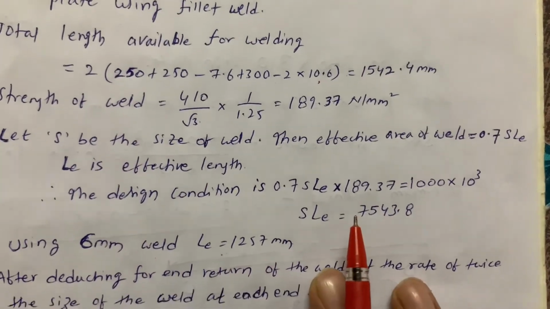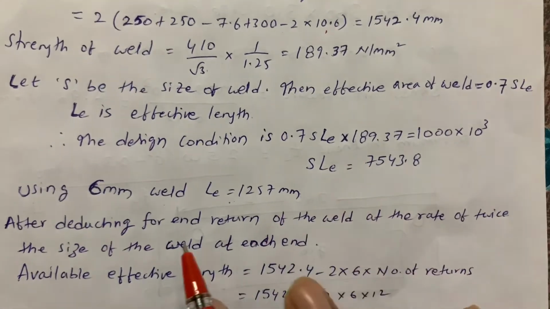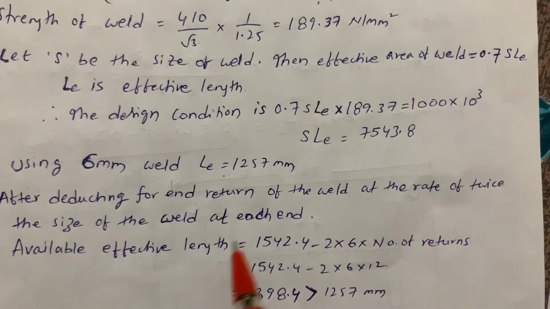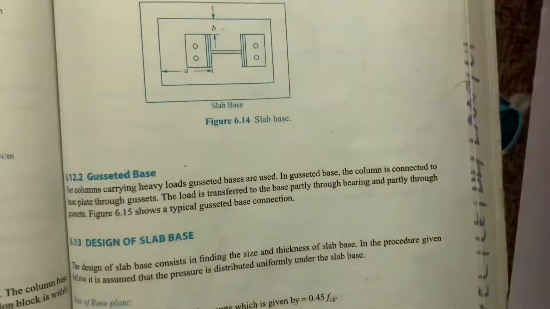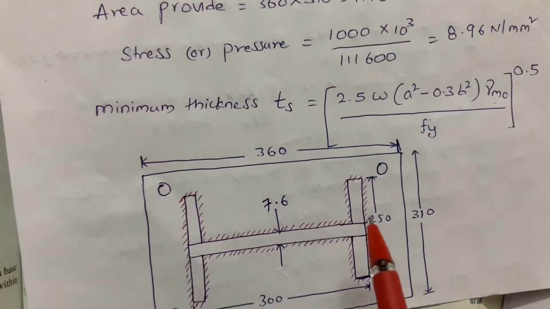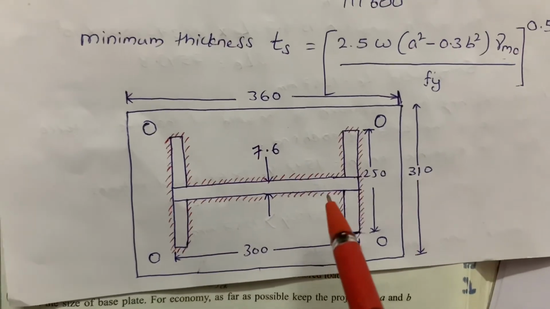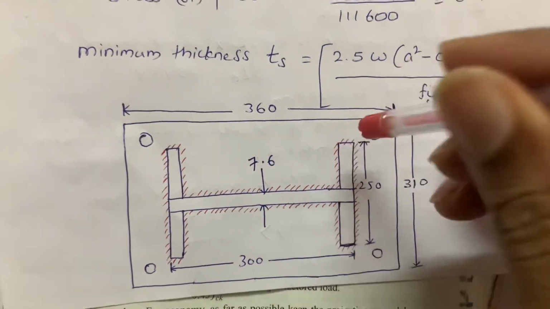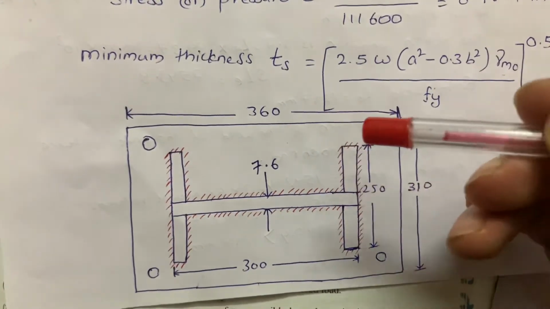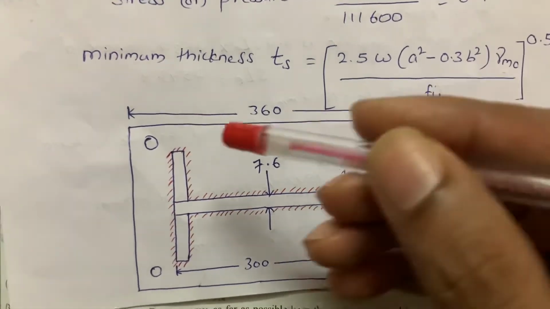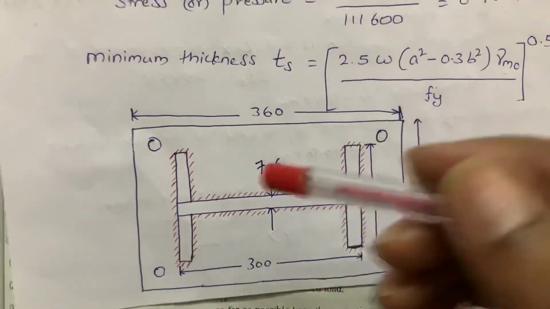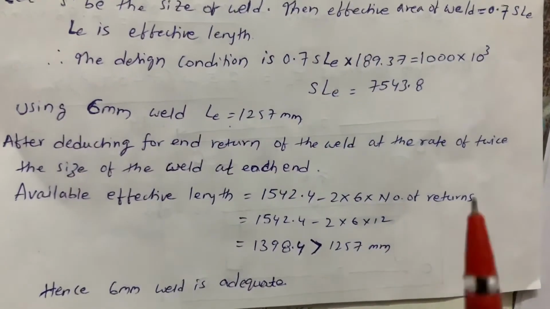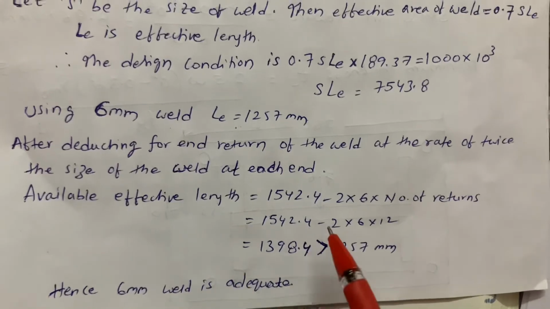After calculating this, we need to deduct the end returns. For this effective length, we are calculating for the I section. This is the top view of that plate. So here I am placing the I section like this. So the end returns come on this side. This side the end returns will come, that is the welding portion. So here we need to deduct the end returns from the effective length.